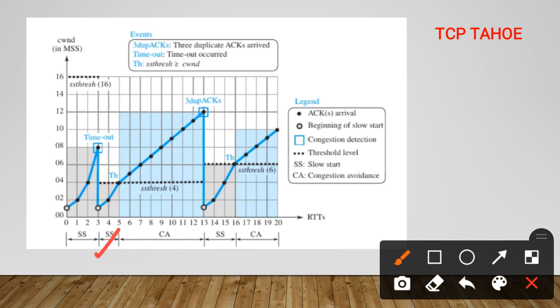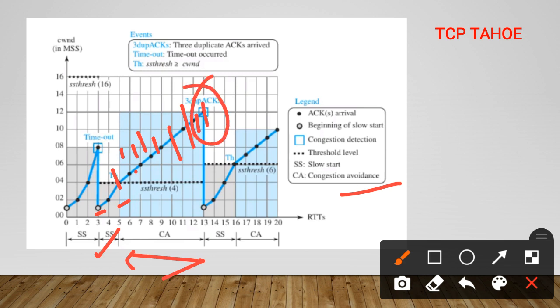Slow start means again starting with 2 raised to 0, which is 1, 2 raised to 1, which is 2, 2 raised to 2, which is 4. So up to 4, this point is the threshold. After that there is CA, which means the congestion avoidance phase. It will start with the linear increment. From the threshold value it will be incremented by 1 only. So it is 5, 6, 7, 8, 9, 10, 11, 12.